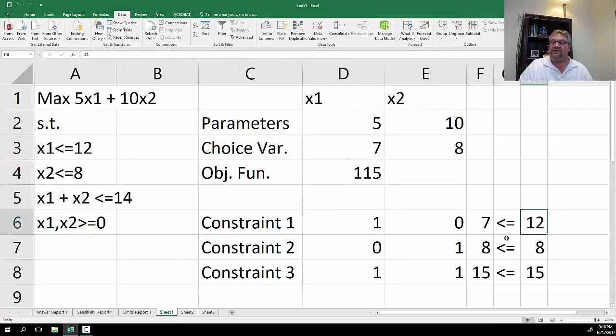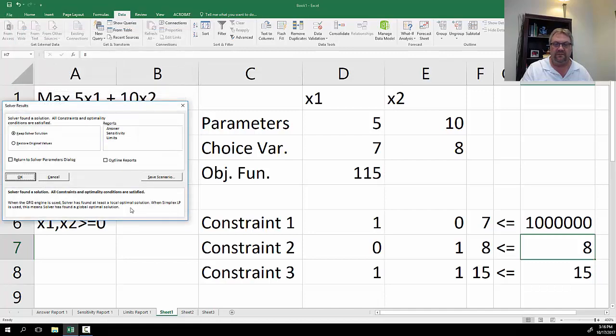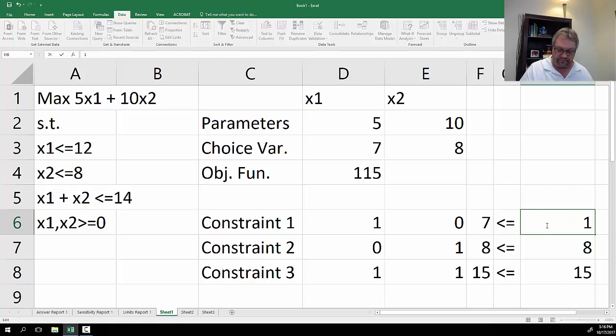Because look, the constraint here is less than or equal to 12. Well, I only use 7. So watch. I'm going to put in like 1,000,000. So I have 1,000,000 units of constraint 1. Watch. I'll solve this. Nothing's going to happen. Nothing happened, right? Why? Because it's non-binding, right? So now let me go back to 12.